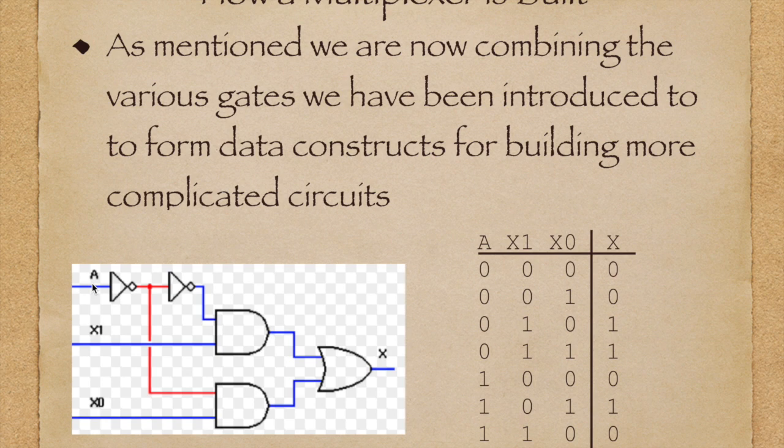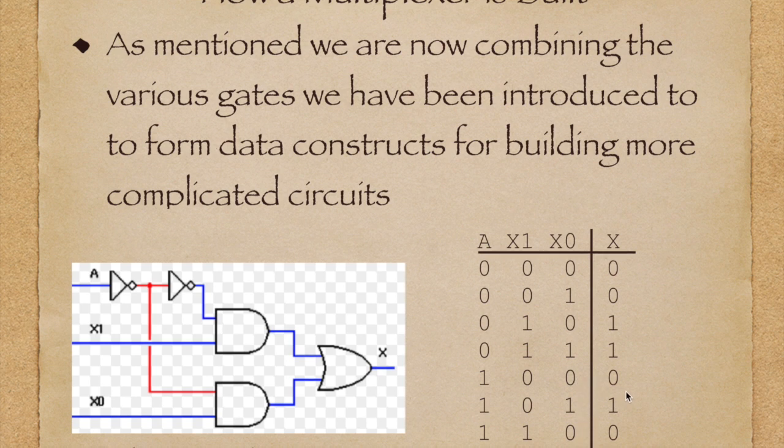When A is a 1, this is a 0. Now the other gate has a 1. So whatever value is on x1 will show up at x. And if you study the truth table, that should tell you. So when A is a 0, whatever value is on x0 shows up on x. When A is a 1, whatever value is on x1 shows up on x.